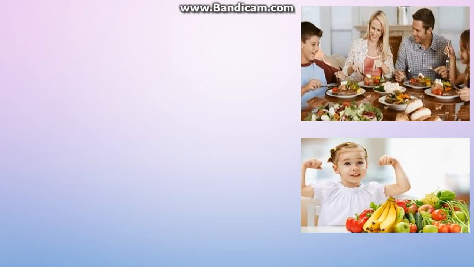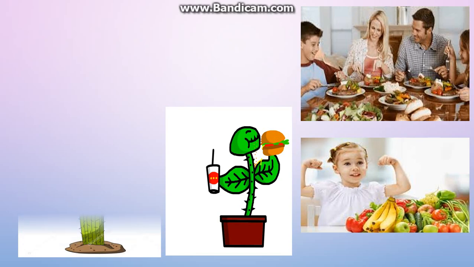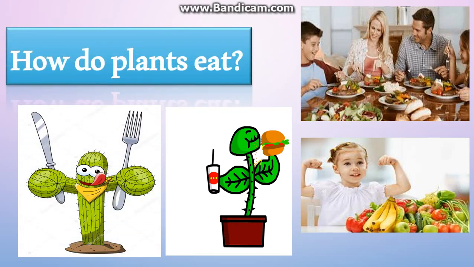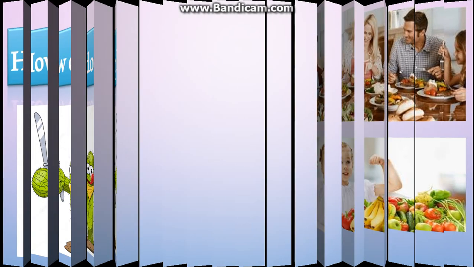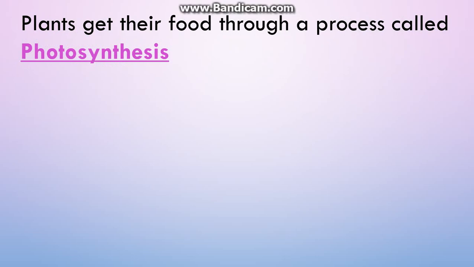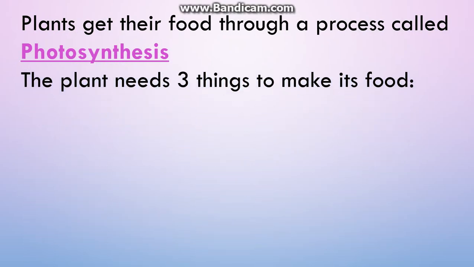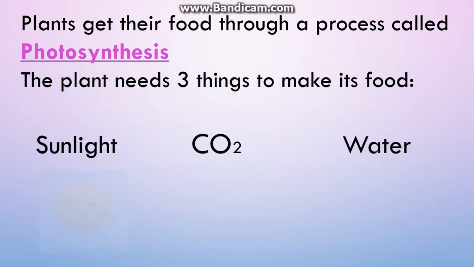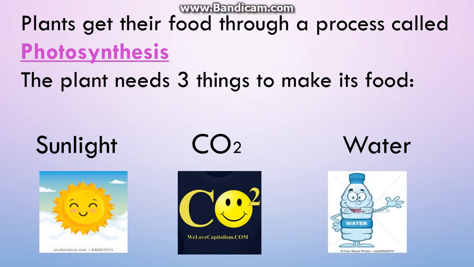If you're hungry, you can eat. What about plants? How do they eat? They get their food through a process called photosynthesis. They need three things to do photosynthesis, which are sunlight, carbon dioxide, and water. Let's see how plants take each one of them.